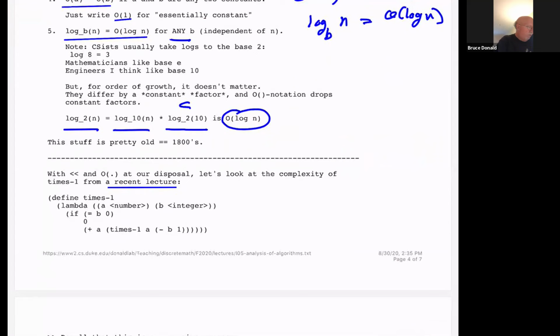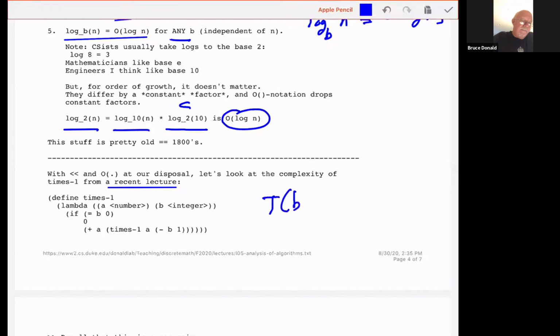Let's compute the order of growth of this function times 1. We want the resource function, r of n or t of n in this case, to be a function of b, which is this integer here, a function of the size of b, the magnitude of b. So we want to figure out the time complexity, t of b, as a function of b, this parameter here.